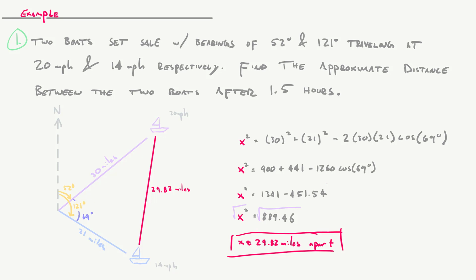Now you might be wondering, hold on, Mock, when you take the square root, you're supposed to have negative stuff as well. True. But that doesn't really make sense in the context of this situation, right? We wouldn't have a negative distance between the boats, so we're basically just throwing that out. We're just taking the principal square root of this thing, so we get 29.82 miles as a positive measurement.